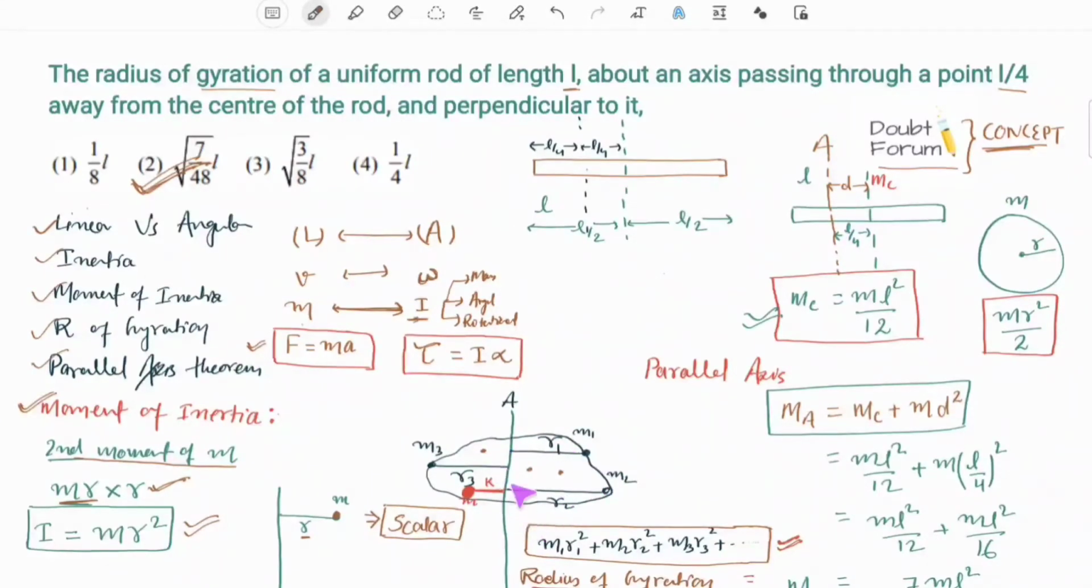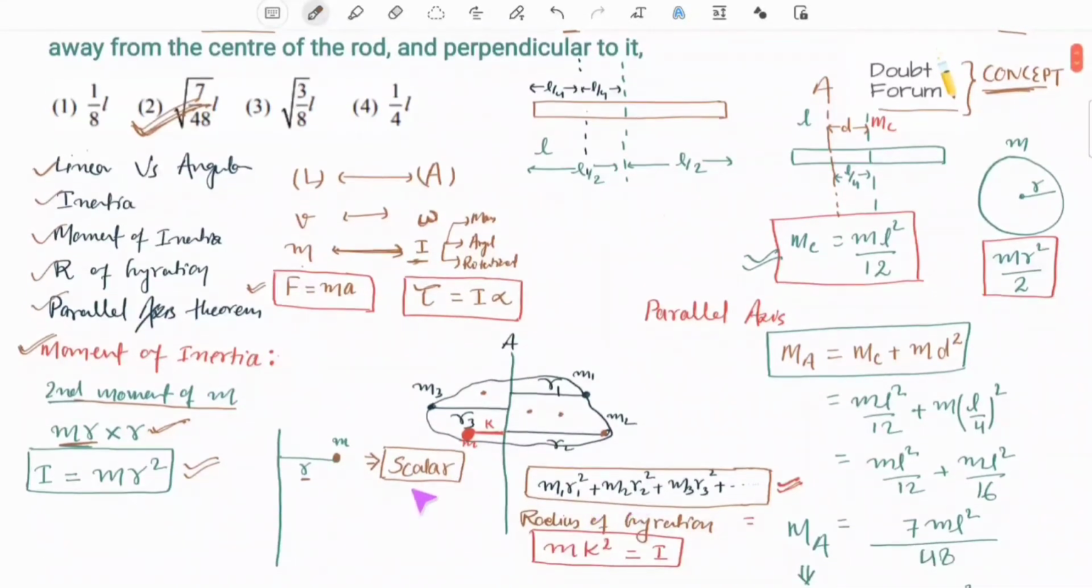When there is a body consisting of multiple particles, the moment of inertia for the entire body about the axis, any axis, would be the sum of individual particles considering their individual distance from the same axis. m1 r1 square, m2 r2 square, m3 r3 square, and we add it up to an infinite number of particles. This is a scalar quantity, so we add up all these moments.